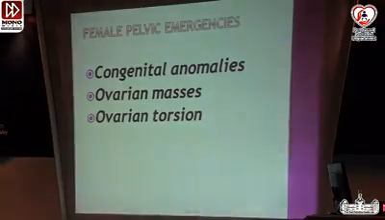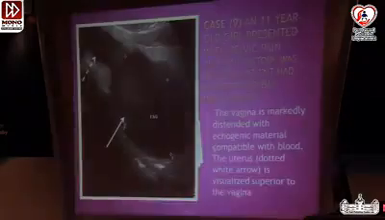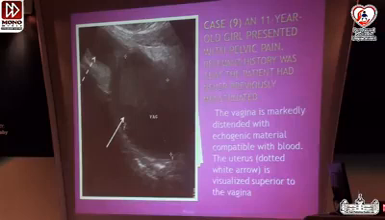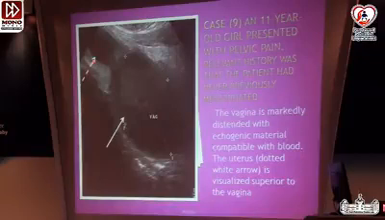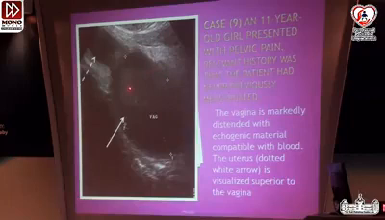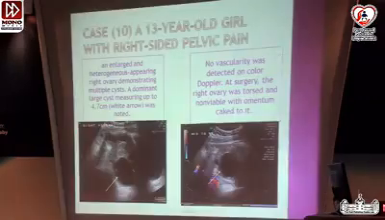Let's go to the female pelvic emergencies. I will talk about the congenital anomalies, ovarian masses, and ovarian torsion. An 11-year-old girl presented with pelvic pain and primary amenorrhea. That dashed arrow here points to the uterus. It appears fine. And the vagina here appears distended with this blood. Okay, so it was a case of imperforate hymen.